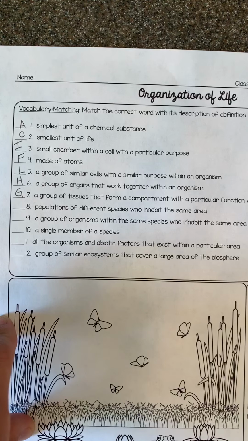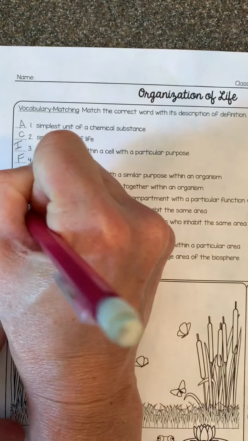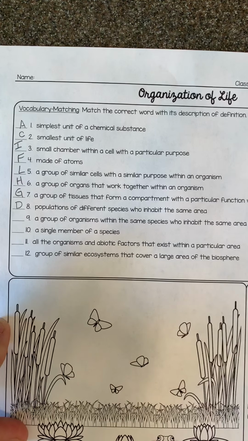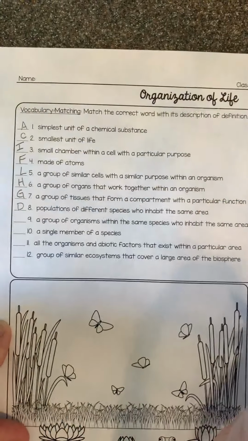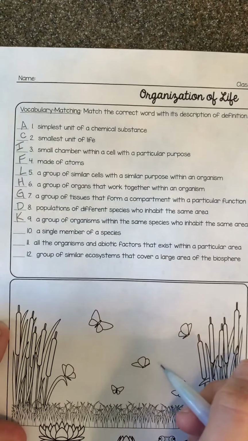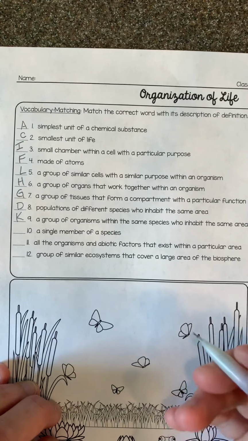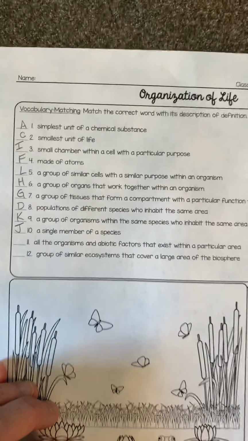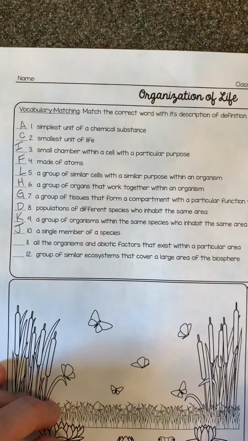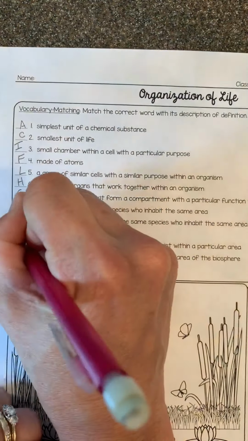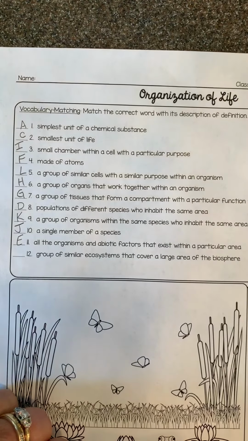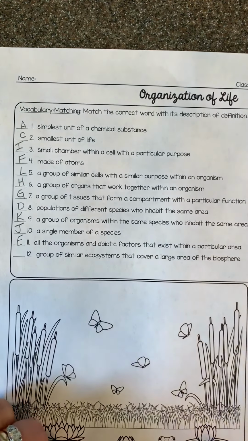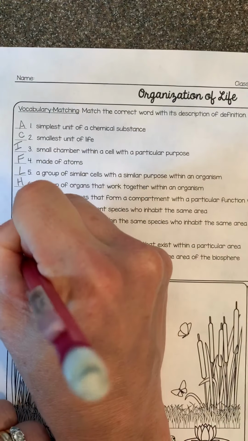Populations of different species who inhabit the same area is D, community. A group of organisms within the same species who inhabit the same area is K, population. A single member of a species is J, an organism. All the organisms and abiotic factors that exist within a particular area is E, ecosystem. And a group of similar ecosystems that cover a large area of the biosphere is B, biome.